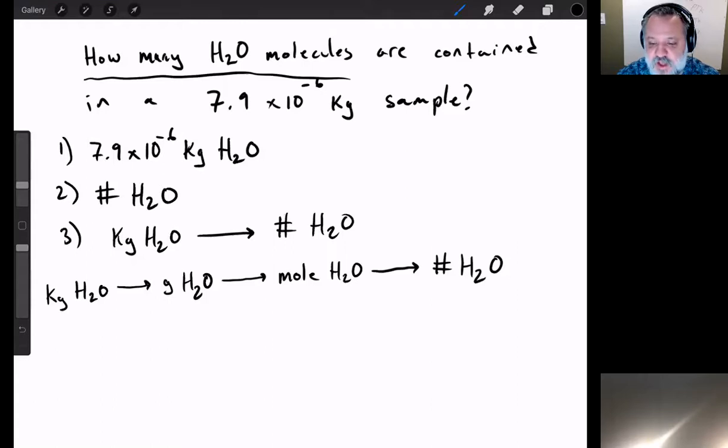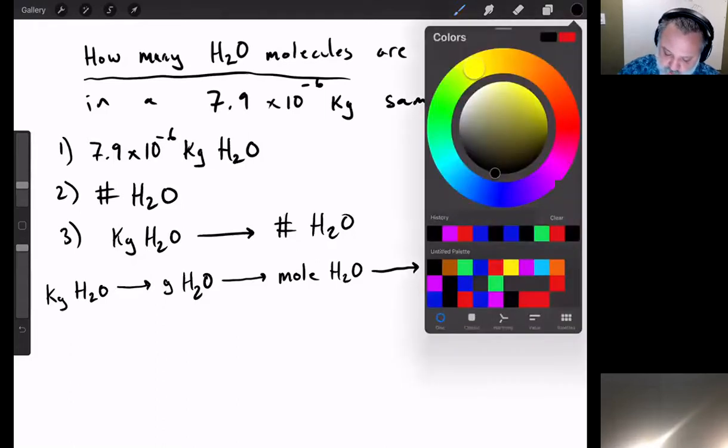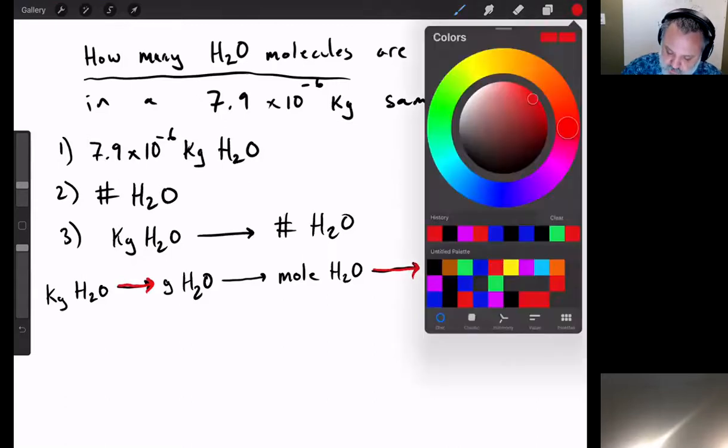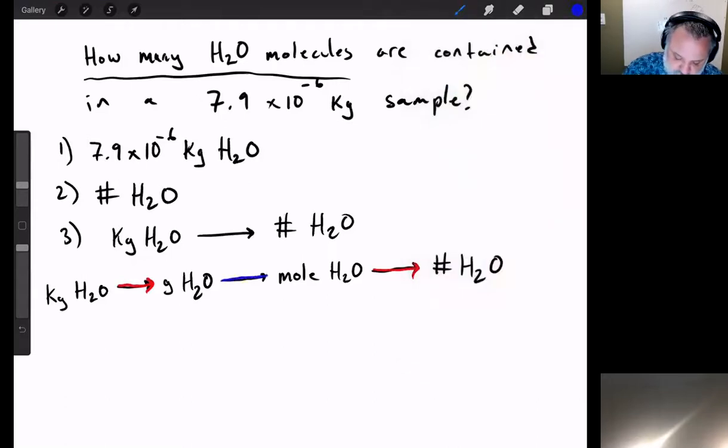That's called Avogadro's number. As long as we know that relationship, then we can do this calculation. What things do you have to know by heart? You have to know this conversion value by heart, and you have to know this conversion value by heart. The conversion value between the mass of water and the number of moles, you're going to get that from the periodic table of elements. So let's try to put all this together.